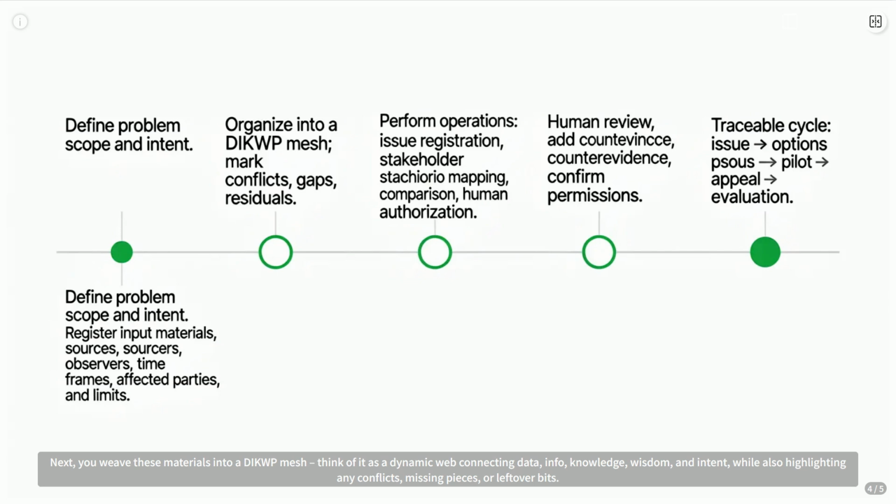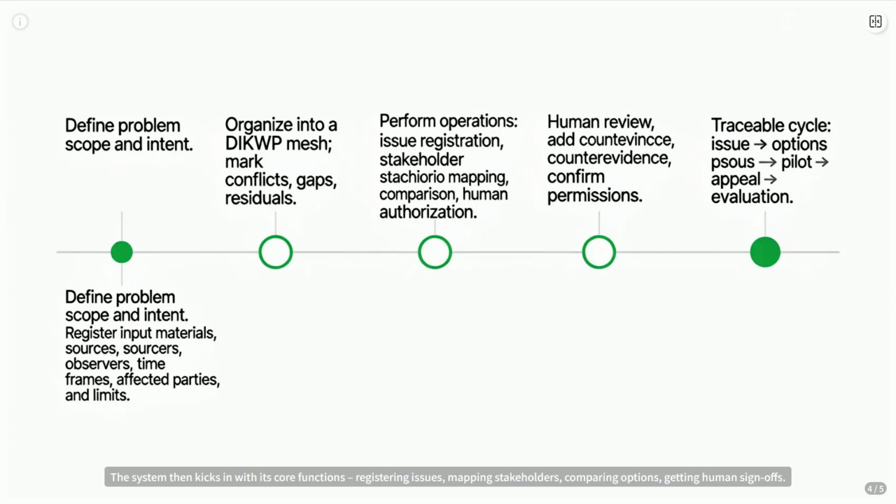Next, you weave these materials into a DIKWP mesh. Think of it as a dynamic web connecting data, info, knowledge, wisdom, and intent, while also highlighting any conflicts, missing pieces, or leftover bits. The system then kicks in with its core functions: registering issues, mapping stakeholders, comparing options, getting human sign-offs.